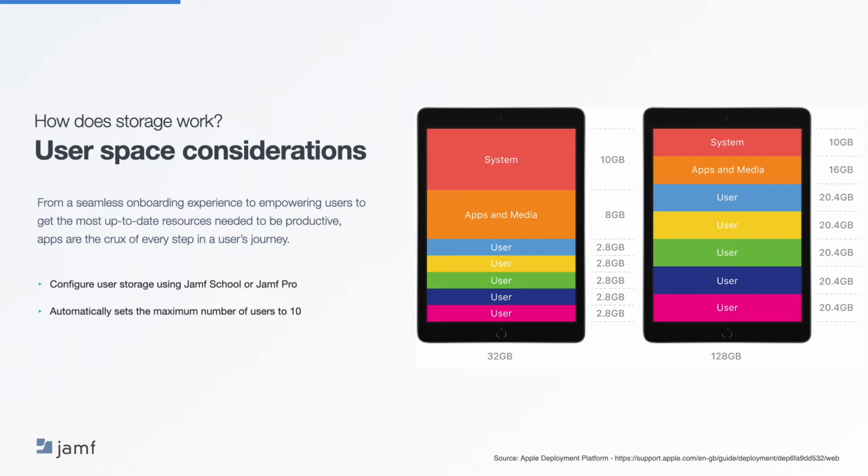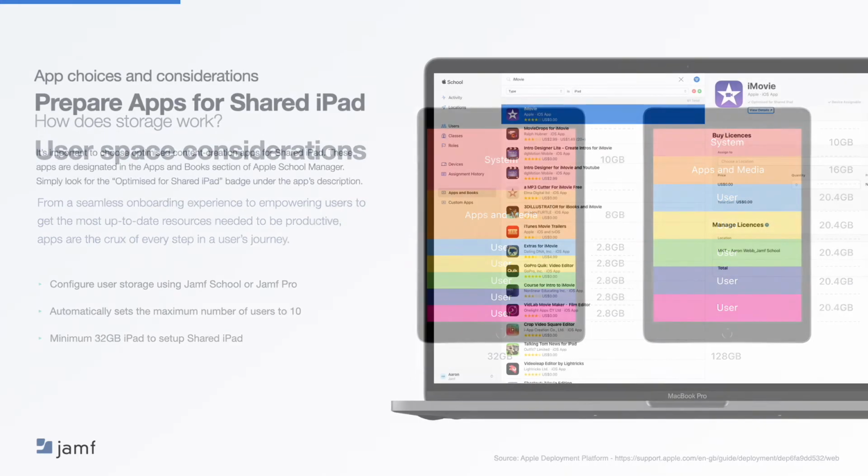That previous screen that you saw, I set the number of users to 10. So it's going to divide that iPad up by the number of users, because they could log in really, really quickly. So it automatically sets the user number to 10, but you can define that. You need a minimum of 32 gigabytes of iCloud storage to set up shared iPad.